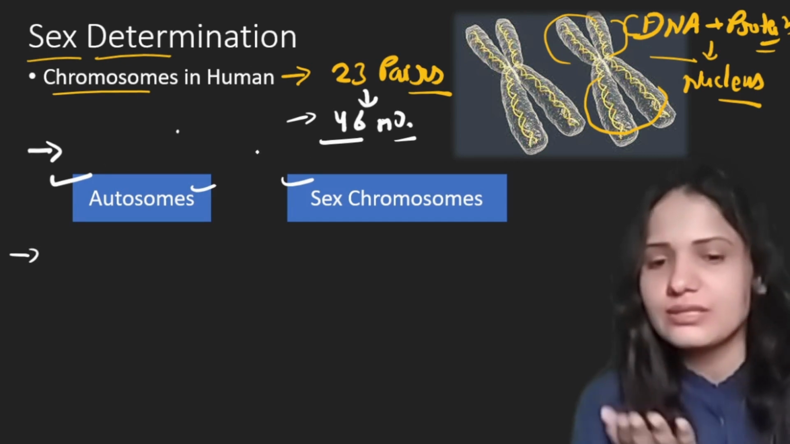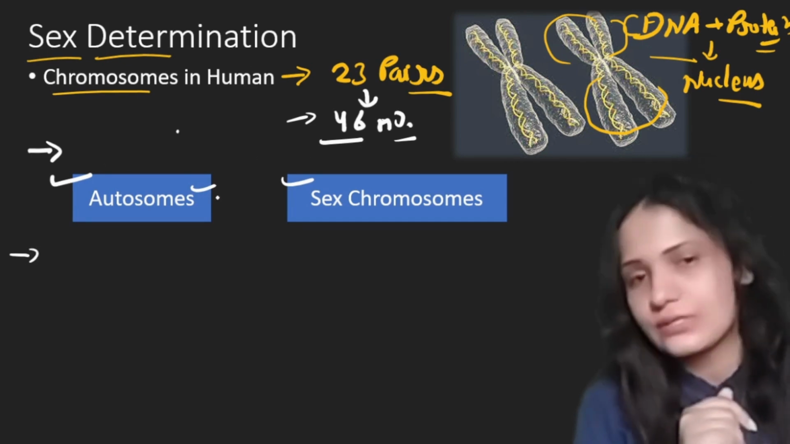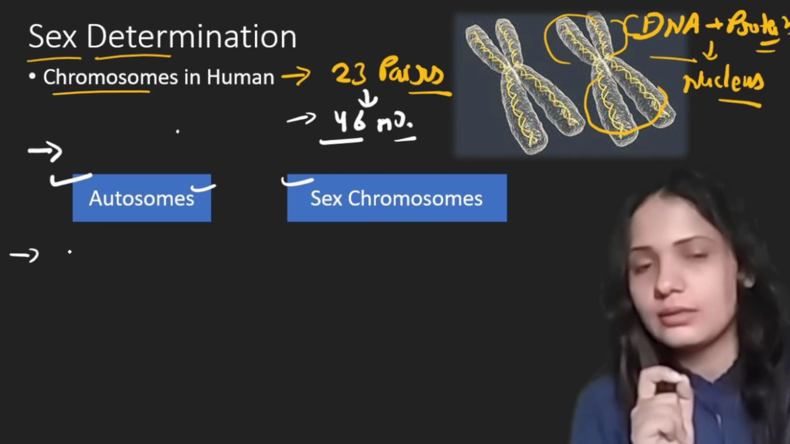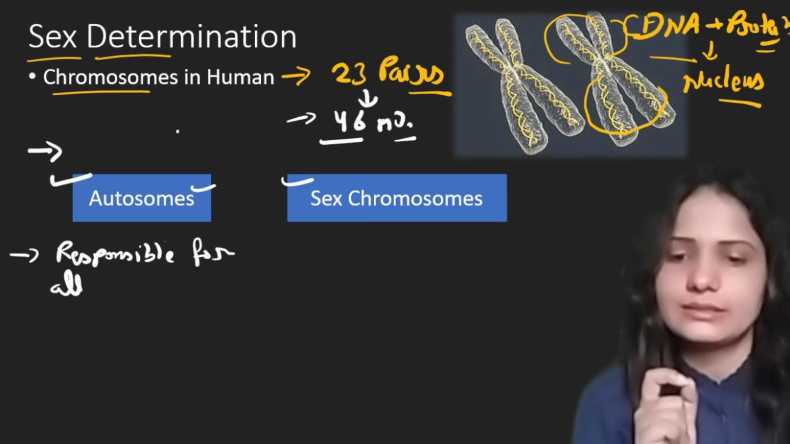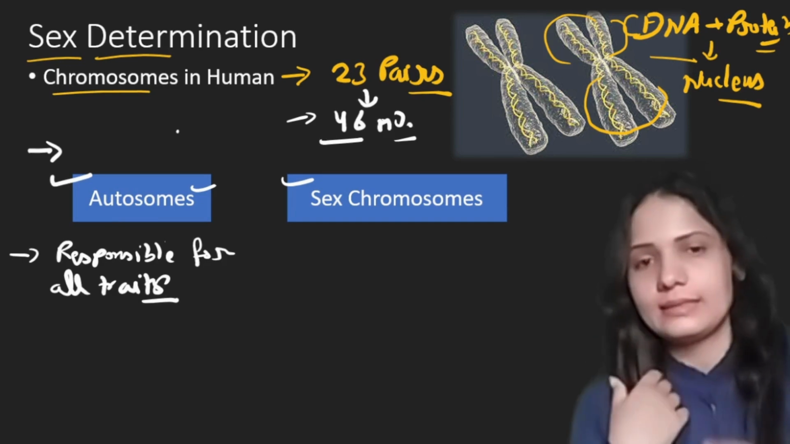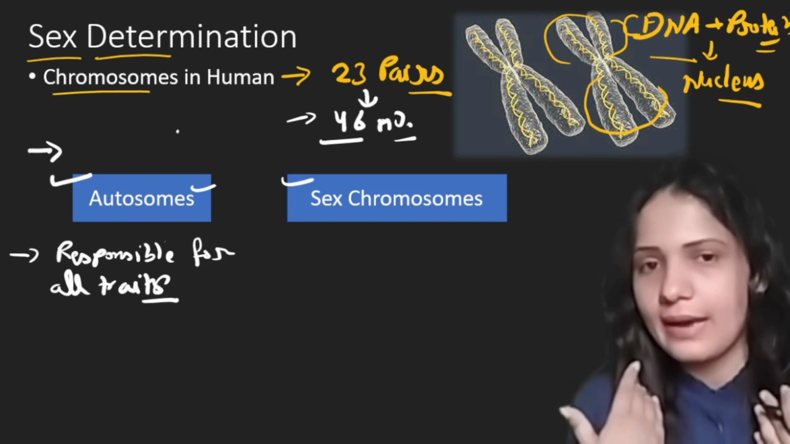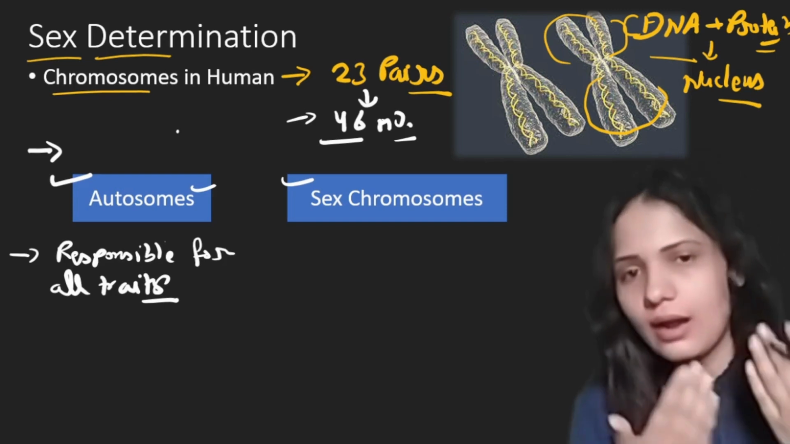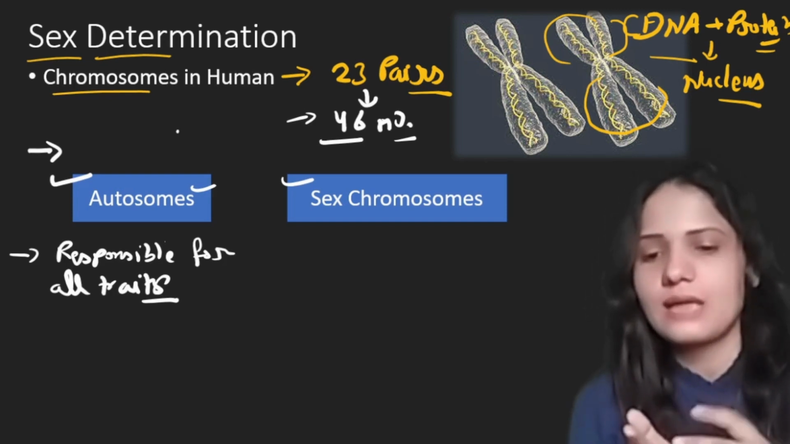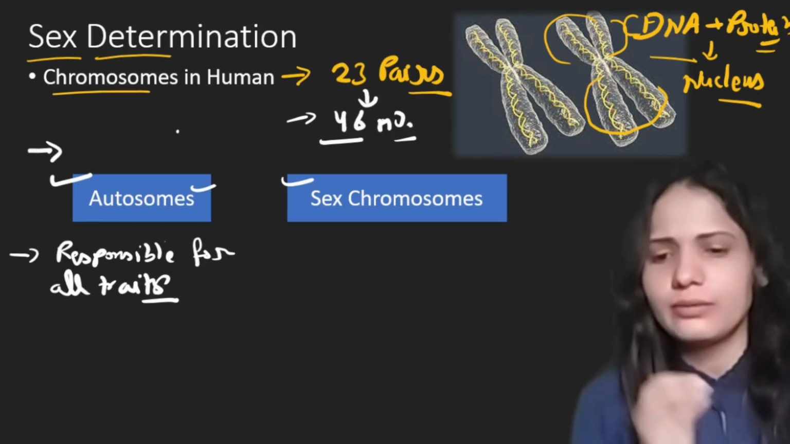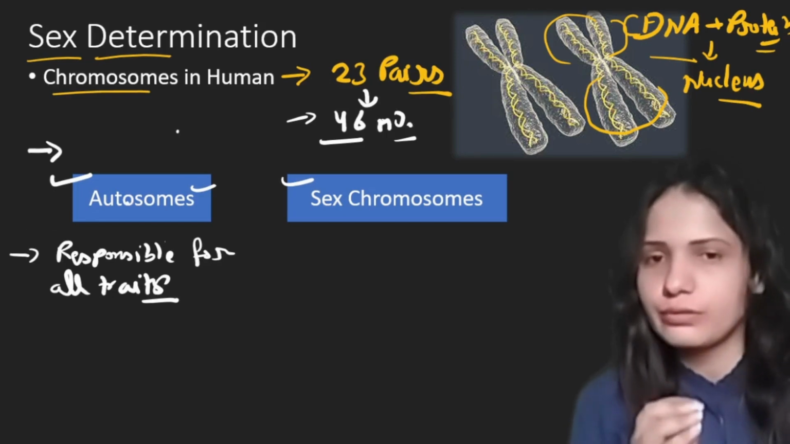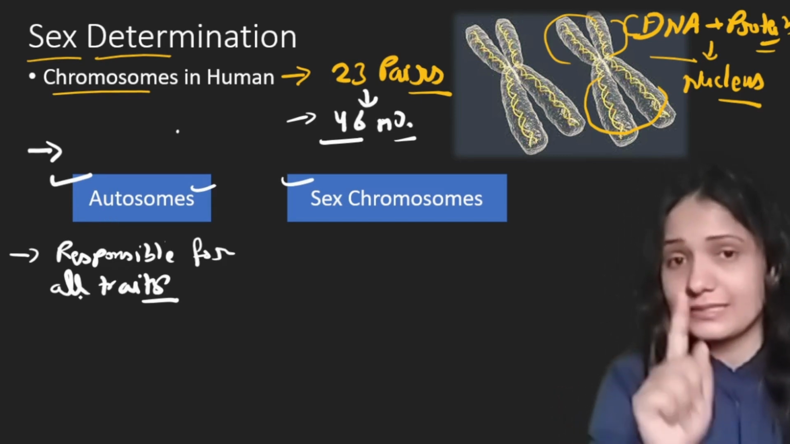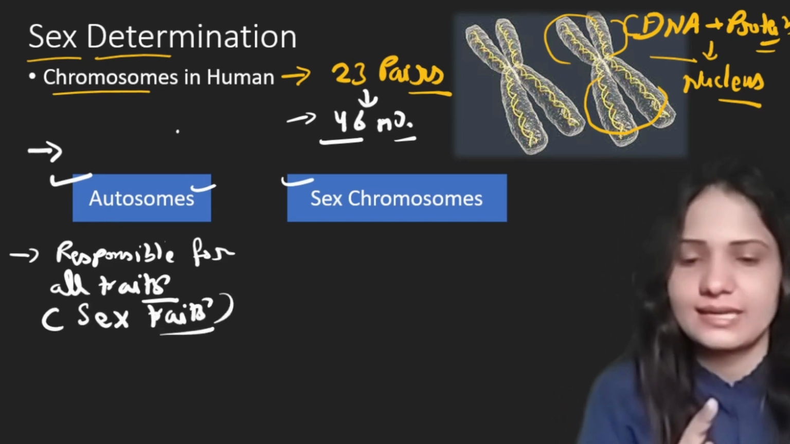Now what is the difference between autosomes and sex chromosomes? There is a very minor difference. Autosomes are responsible for all traits, all the characters, like what type of hair color we have, what our skin tone is, our height. All these traits are determined by autosomes. There are many traits which are controlled by autosomes. All the traits are controlled by autosomes except sex traits, sex characters.